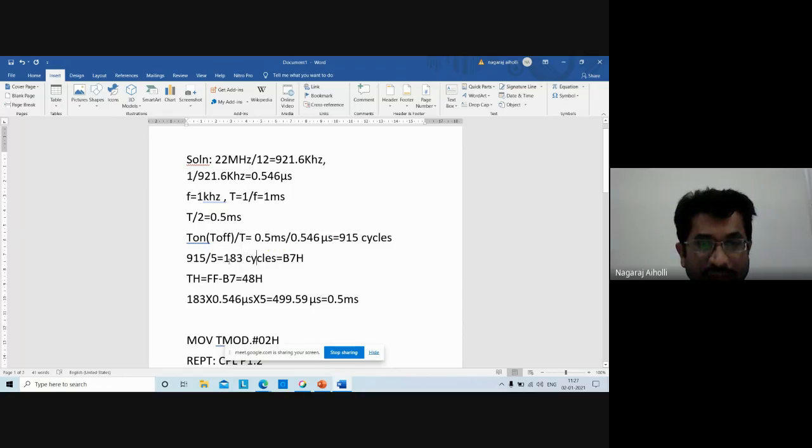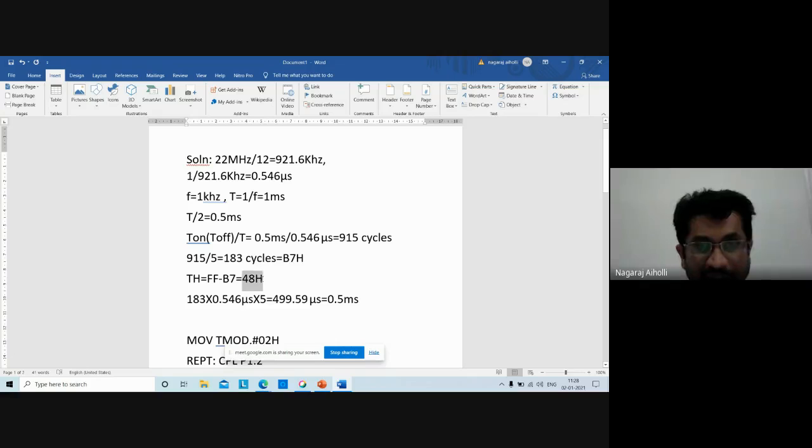So this gives 183 counts, which in hexadecimal is B7. The maximum value we can store in the timer register is FF, minus B7. That means the starting value is 48H: if we store 48H in the timer register, it counts up till FF. How many counts will it make? It will make a count of B7, or 183 counts. Getting the point, Shafia? Yes, sir.